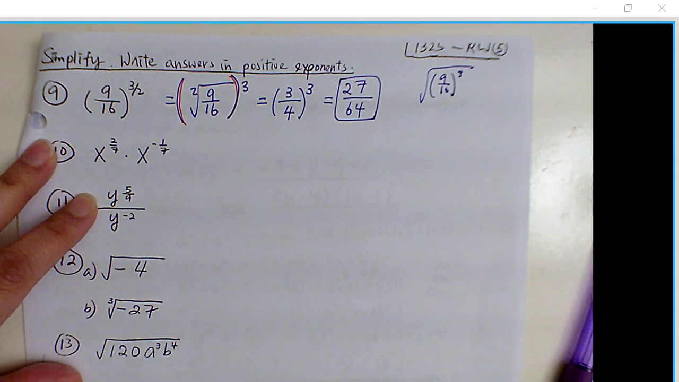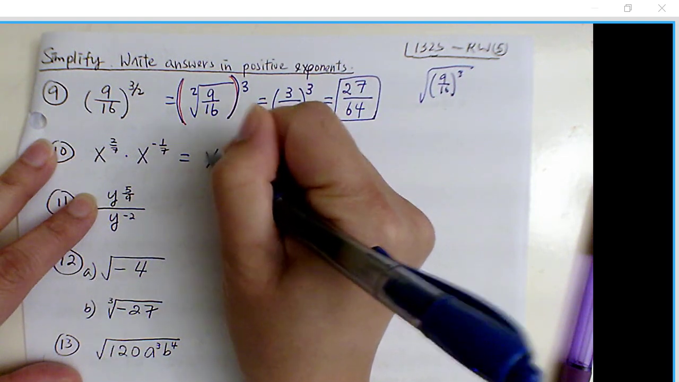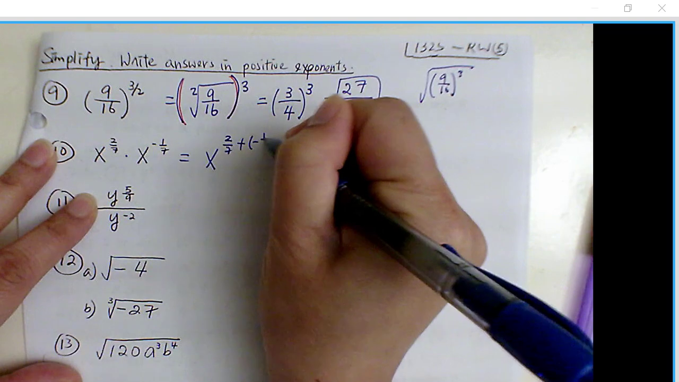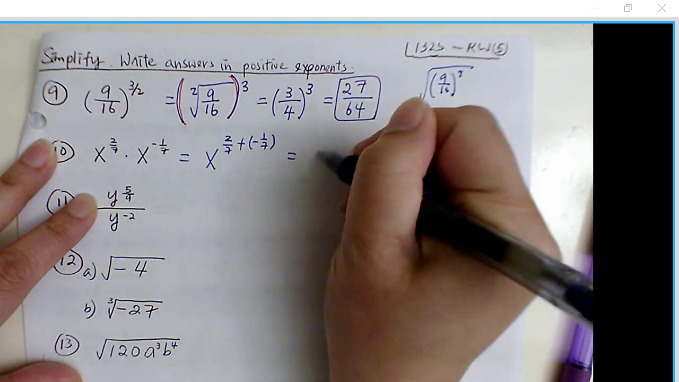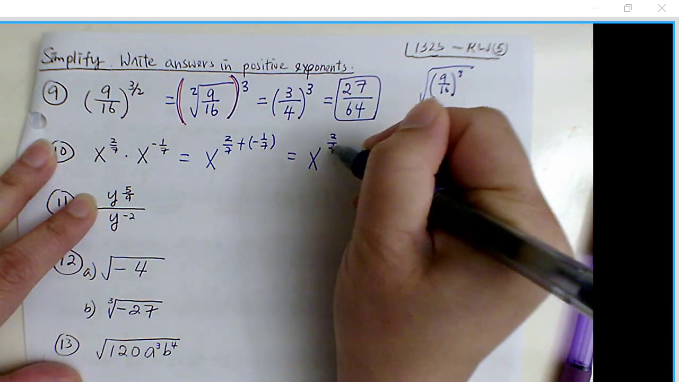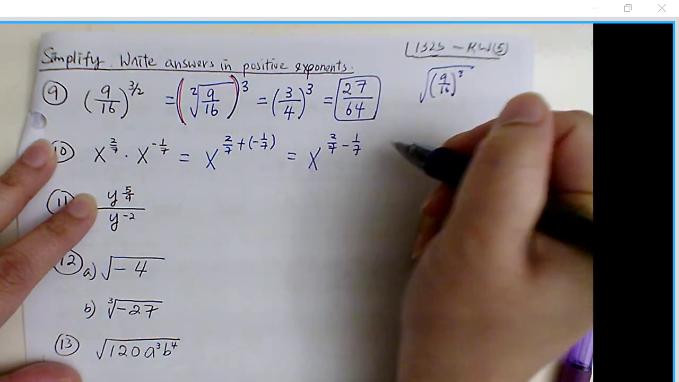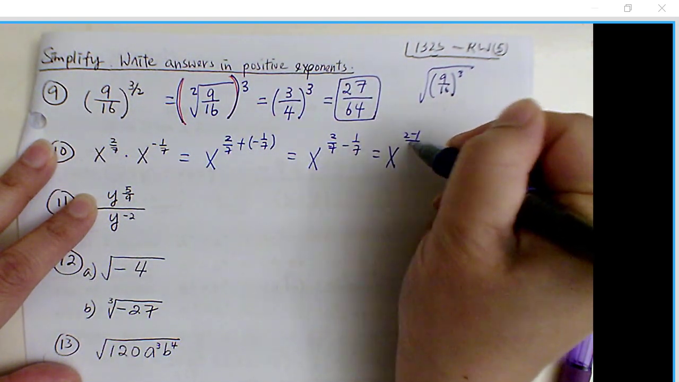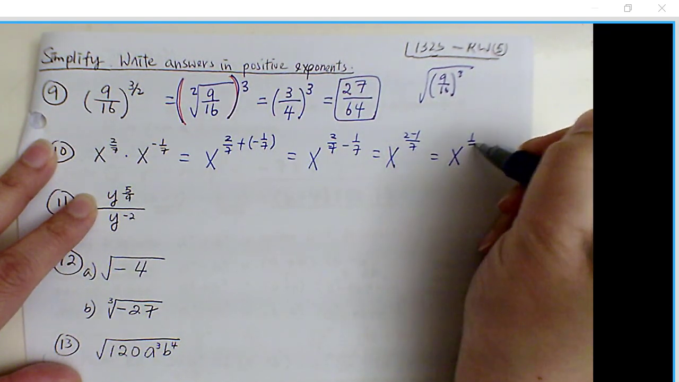Alright, the next one is the same base multiplying, so we need to do what? Add the exponents. Very good. So it's going to be x to the 2/7 adding a negative 1/7, right? So essentially that means subtract. Because they have the same denominator, all we need to do is subtract the top, right? Kind of like 2 minus 1 over 7. So the final answer will be x raised to 1/7.